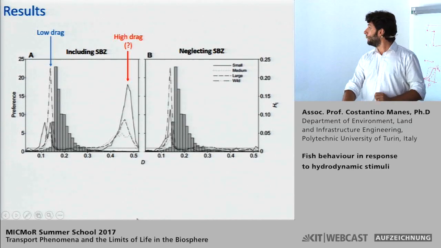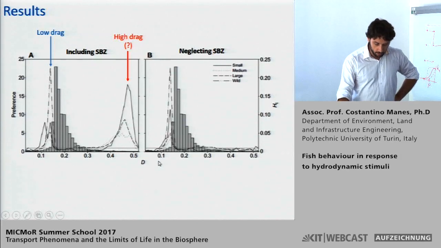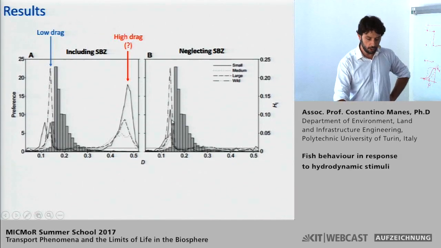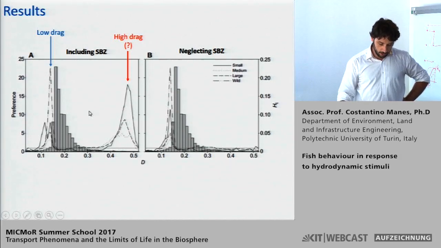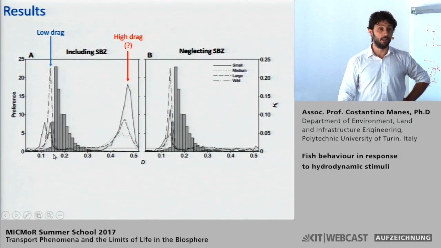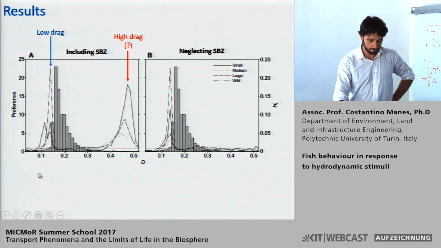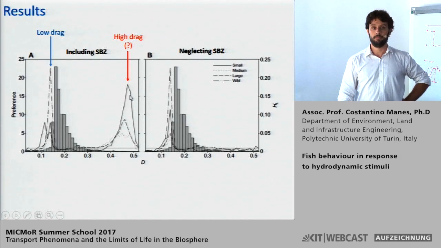Now let's forget a little bit about figure B. Let's look at figure A. We computed the preference for small, medium, large, and wild fish using the ad hoc drag function that we defined. We noticed a very clean result of a bimodal distribution. Essentially, there was a strong preference for really low drag areas, definitely lower than the most probable available hydrodynamics, but also a peak at very high drag.